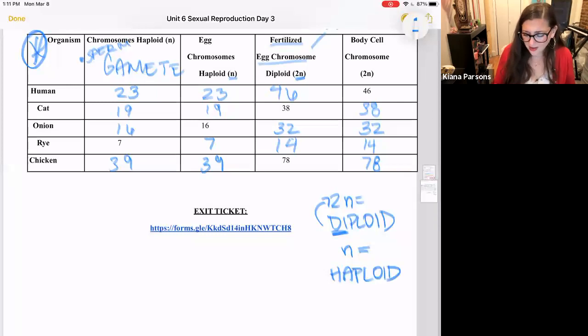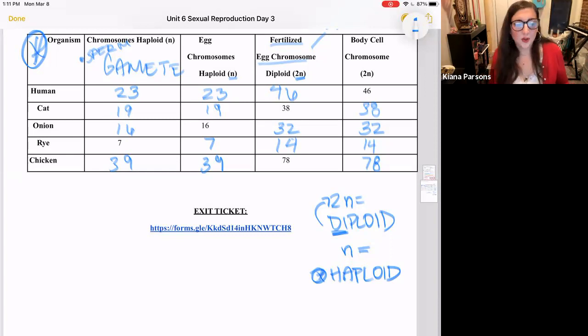All right, so we'll talk just a hair more about this when we get to genetics, but if you have any questions about haploid and diploid, feel free to ask them during class. We'll get some practice on Castle Learning this week.